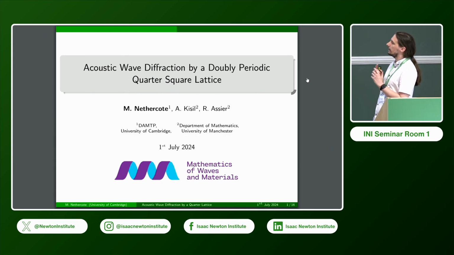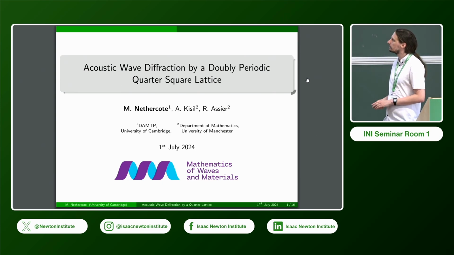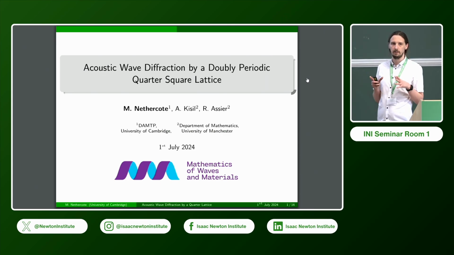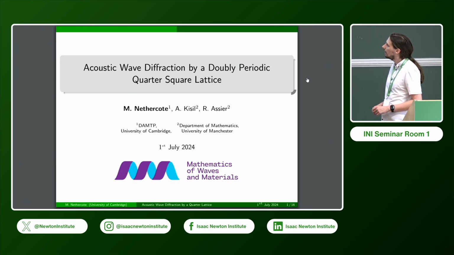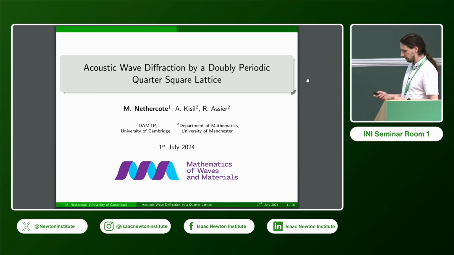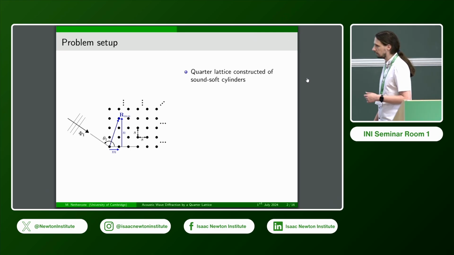So the problem that I'm going to be talking to you about is a multiple scattering problem involving a full quadrant of scatterers. This is work that I've been doing with Anastasia and Raphael. I'm going to be talking about two different methods that we've used to find a solution here. Both of them use the discrete Wiener-Hopf technique, but in different ways. So let's set up the problem.